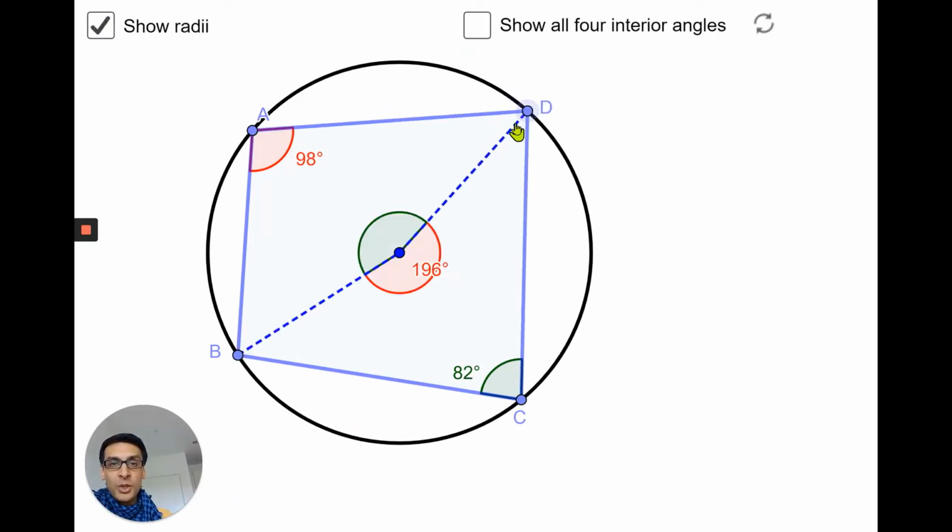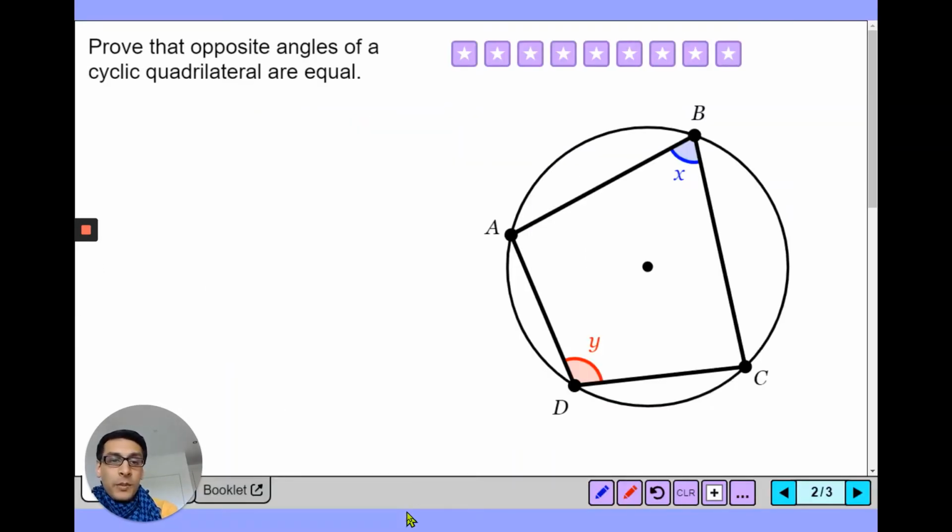up to 180. Now, a non-example of this would be if we had one of these vertices down here in the circle somewhere. It's no longer a cyclic quadrilateral. So all four sides have to touch the circumference. Okay, so this is going to be one of the proofs which, again, you're going to be expected to be able to do from scratch.